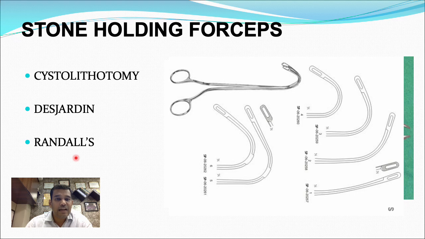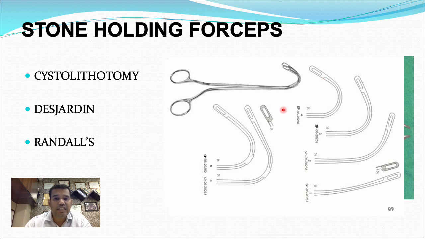Next, this is Randall's stone holding forceps. Mind you, most colleges have this Randall's stone holding forceps. It was devised for holding or removing stones from the renal pelvis of the kidney. It is available in various sizes and various angles. One is straight, one is almost 90 degrees, and one is a 270-degree curve.